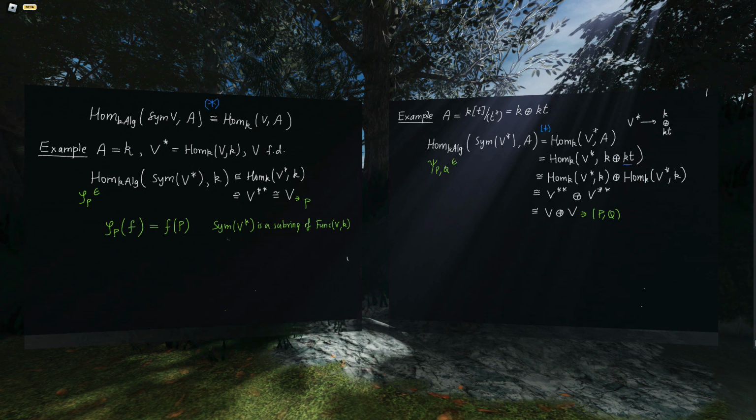So psi PQ has to take in a function f and give you a vector in A. So it has to give you two scalars, because that's what a vector in A is: one scalar which goes in the first spot, and another scalar which goes in the second spot, the coefficient of the t.